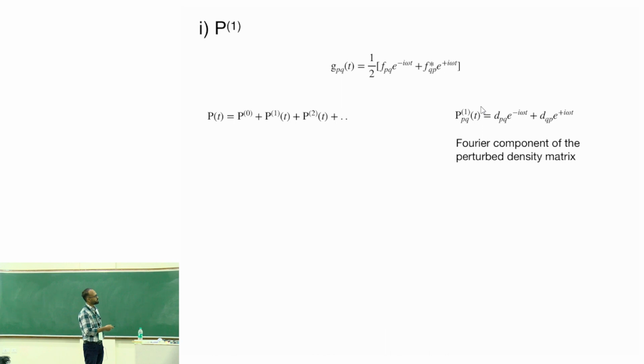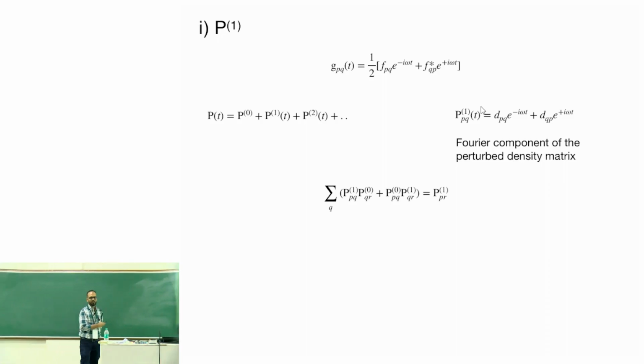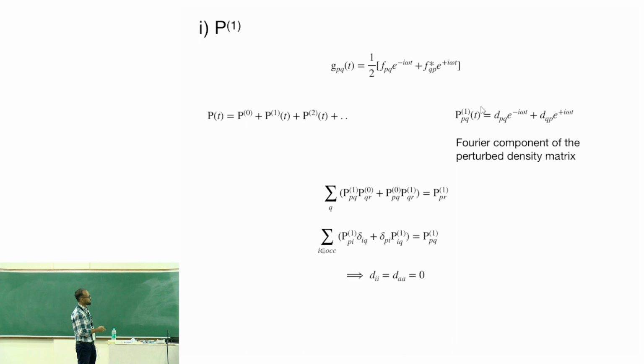So what remains to be done is to figure out these unknown coefficients D. These are the Fourier components corresponding to this particular frequency. And I also said the constraint here is that we're going to have to impose idempotency at all orders, right? First order, second order, and so on. We are interested only in the first order density matrix at the moment. So once I impose that constraint, and we know how the ground state density matrix looks like, I get the following.